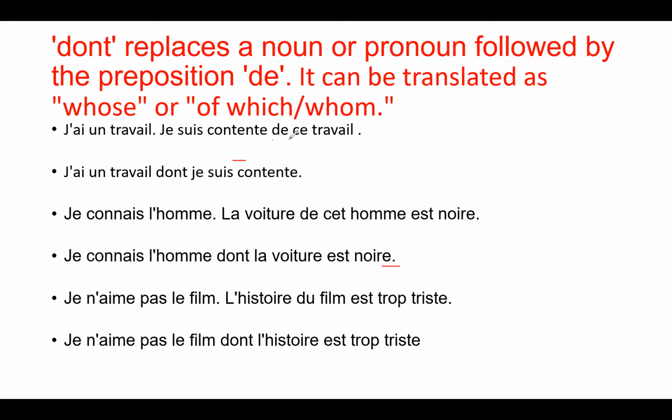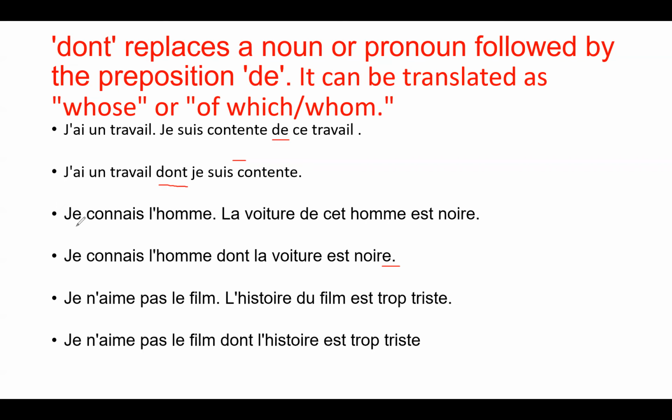So you can see there that is de. So whenever there is a preposition, we'll replace it, and that is a noun or pronoun followed by the preposition de with the relative pronoun. Okay, so j'ai un travail dont. J'ai un travail dont je suis contente. So I have a job of which I'm happy. So dont will make one sentence, and it replaces what is followed by de. So we'll replace this and put here dont. Like as per the rule, dont replaces a noun or pronoun followed by the preposition de.